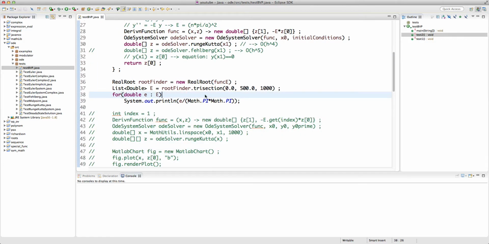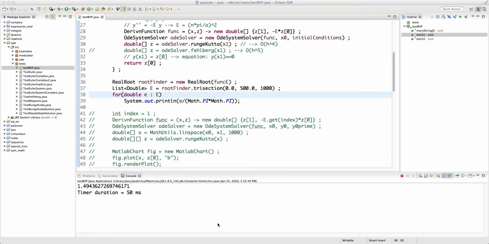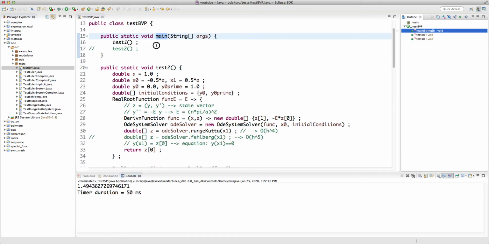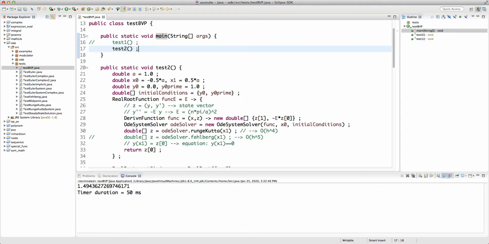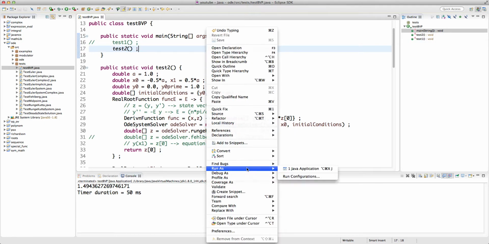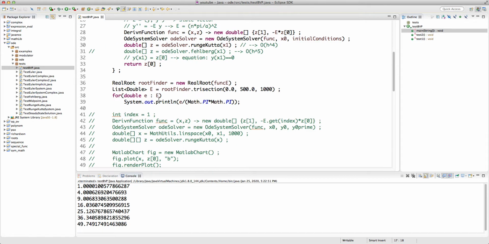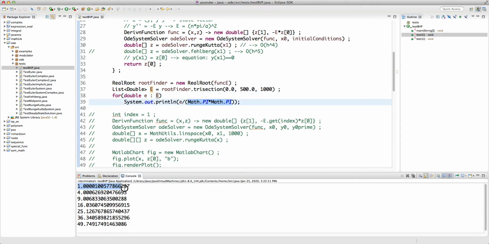So here I'm just solving for the E values. All right, I have to run test 2 in the main method. All right, let's see what we get. So after I divide the energy values by pi squared, I get 1 squared, which is 1, 2 squared, which is 4, 3 squared, which is 9, 4 squared, which is 16, 5 squared, which is 25, 6 squared, and 7 squared.